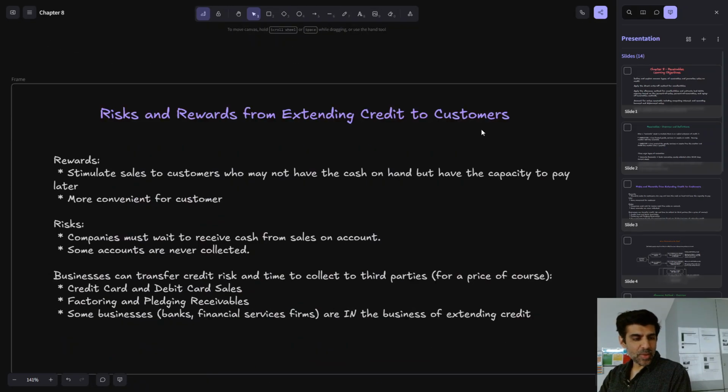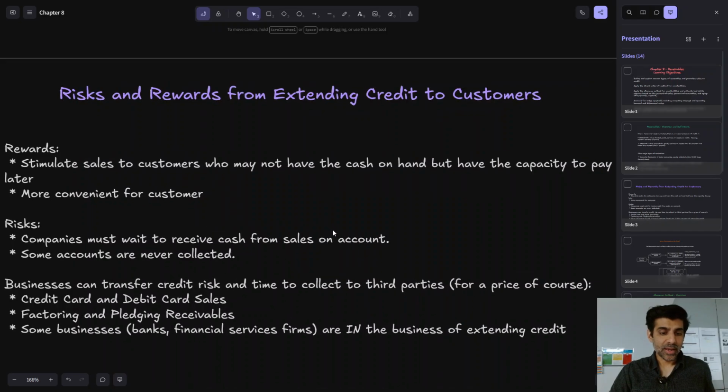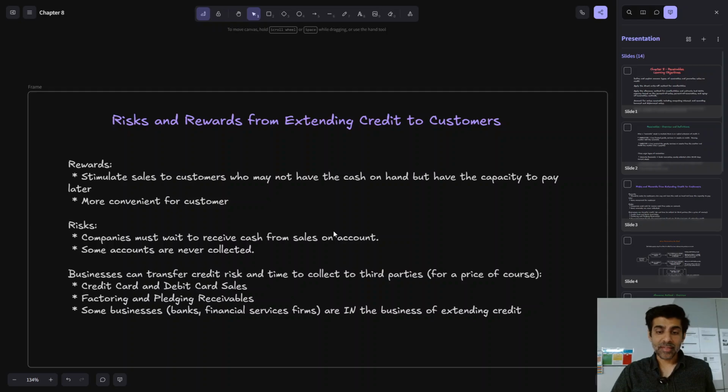Okay, yeah. So I think we touched on the main stuff. The reason why is it stimulates a customer again who may not have the cash on hand but has the capacity to pay to buy the thing now. So it's a convenience for the customer because if they need something, they can get it now and pay for it later. This is a big trend in consumer spending now too. Buy now, pay later. Like Klarna, there are all these providers of financing now that allow consumers to do this.